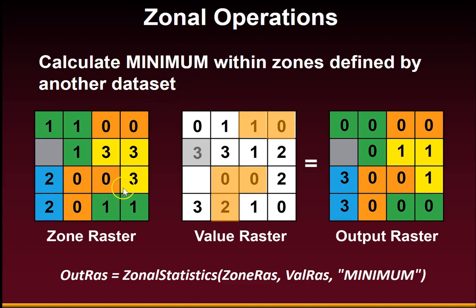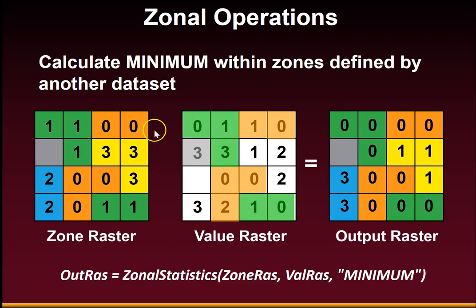The first thing we do is locate all of the cells in the value raster that fall within the first zone. Here, we're working with zone 0, which is the orange zone. If we look at the values within the orange cells and find the minimum, we see that the minimum value is 0. Therefore, all cells in the orange zone in the output raster are going to be 0. You can see over here that all of the orange cells have been recoded 0.